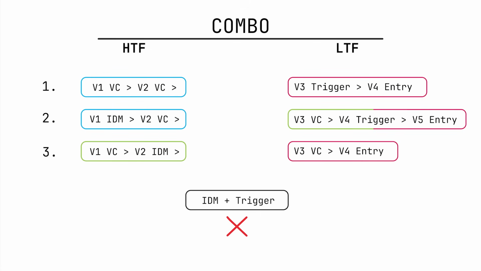Here, an important rule is that inducement and trigger cannot be combined. In total, we can receive only 8 combos to enter a position. Let's see what they are. First combo, HTF1, LTF1. This is one of the simplest and most widespread combinations.